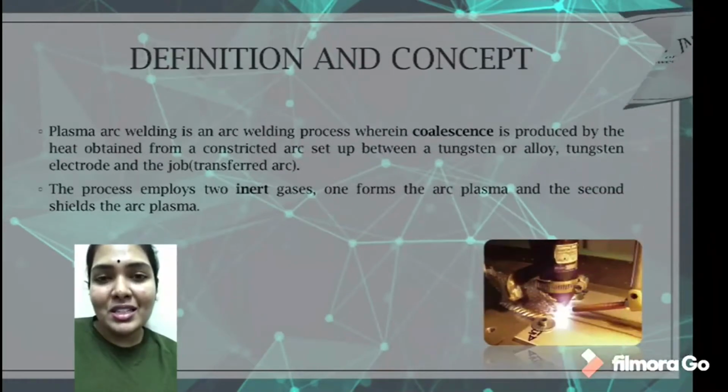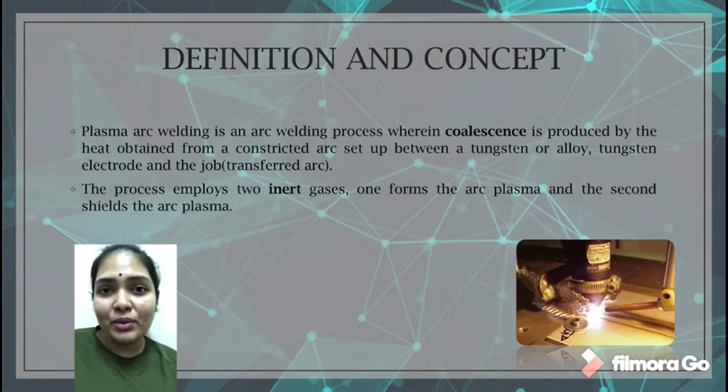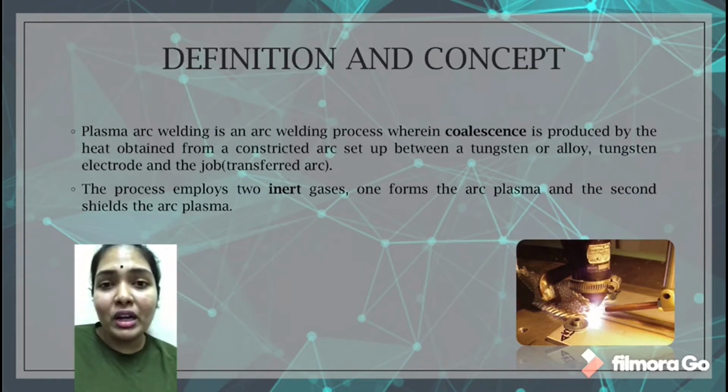Definition and concept. Plasma arc welding is an arc welding process wherein coalescence is produced by the heat obtained from an arc set up between a tungsten or alloy tungsten electrode and the job. Coalescence is the union of colloidal particles into a group or larger unit as a result of molecular attraction on the surface of the particles. The process employs two inert gases. One forms the arc plasma and the second shields the arc plasma.